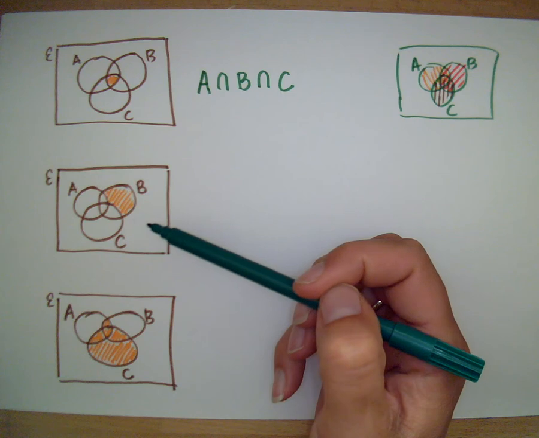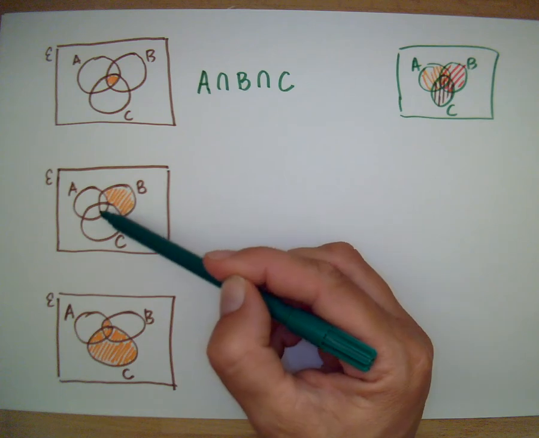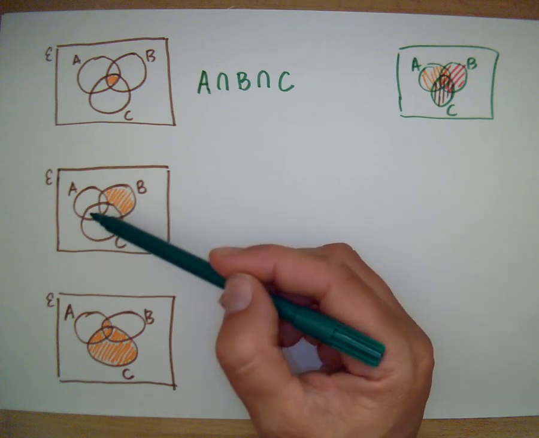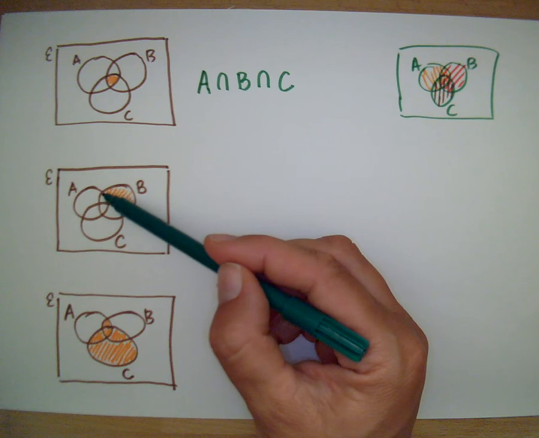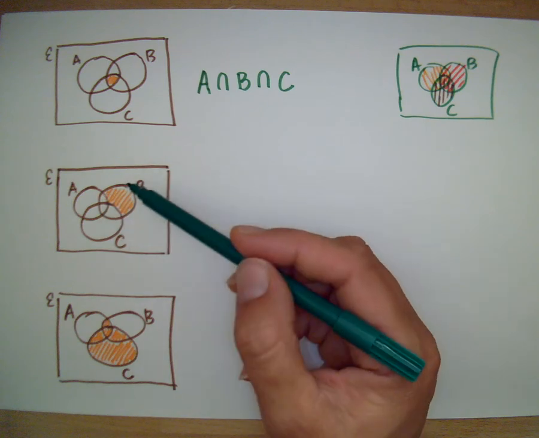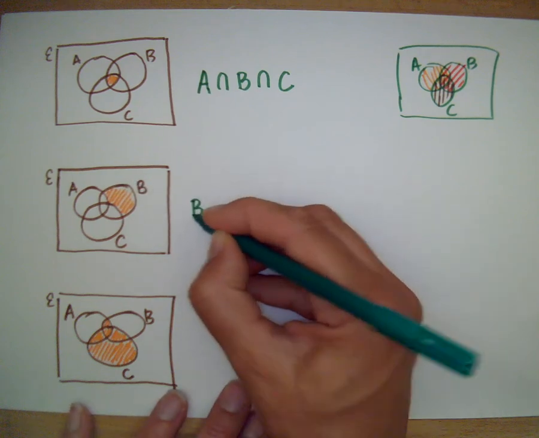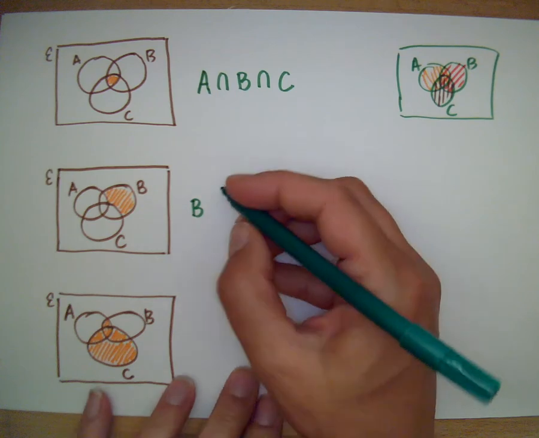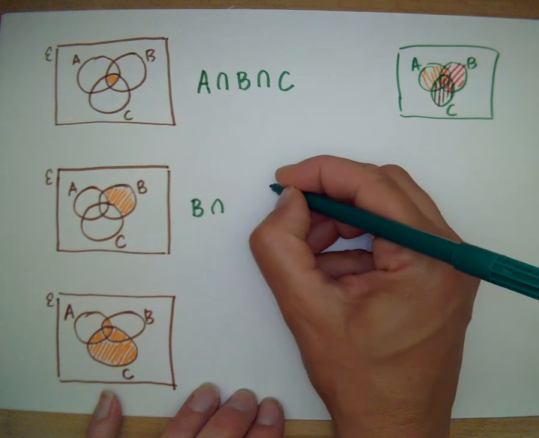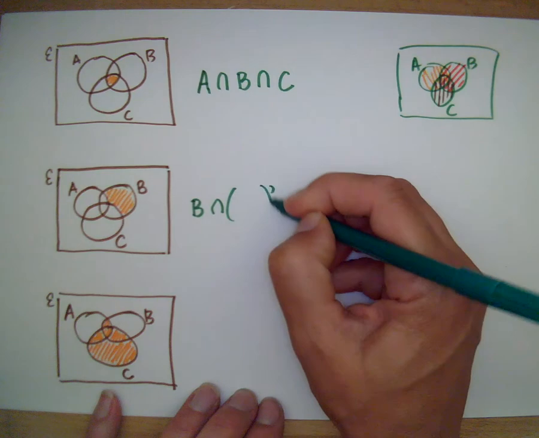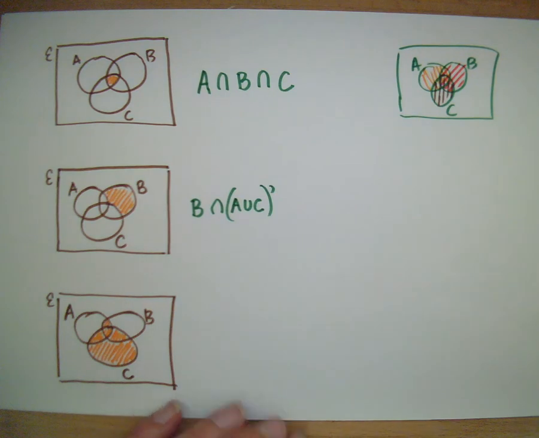The shaded region is in B, but it's also outside of A and outside of C. Everything that is outside of A and C. Okay, so we would write that it's part of B, and at the same time, outside of A and C.